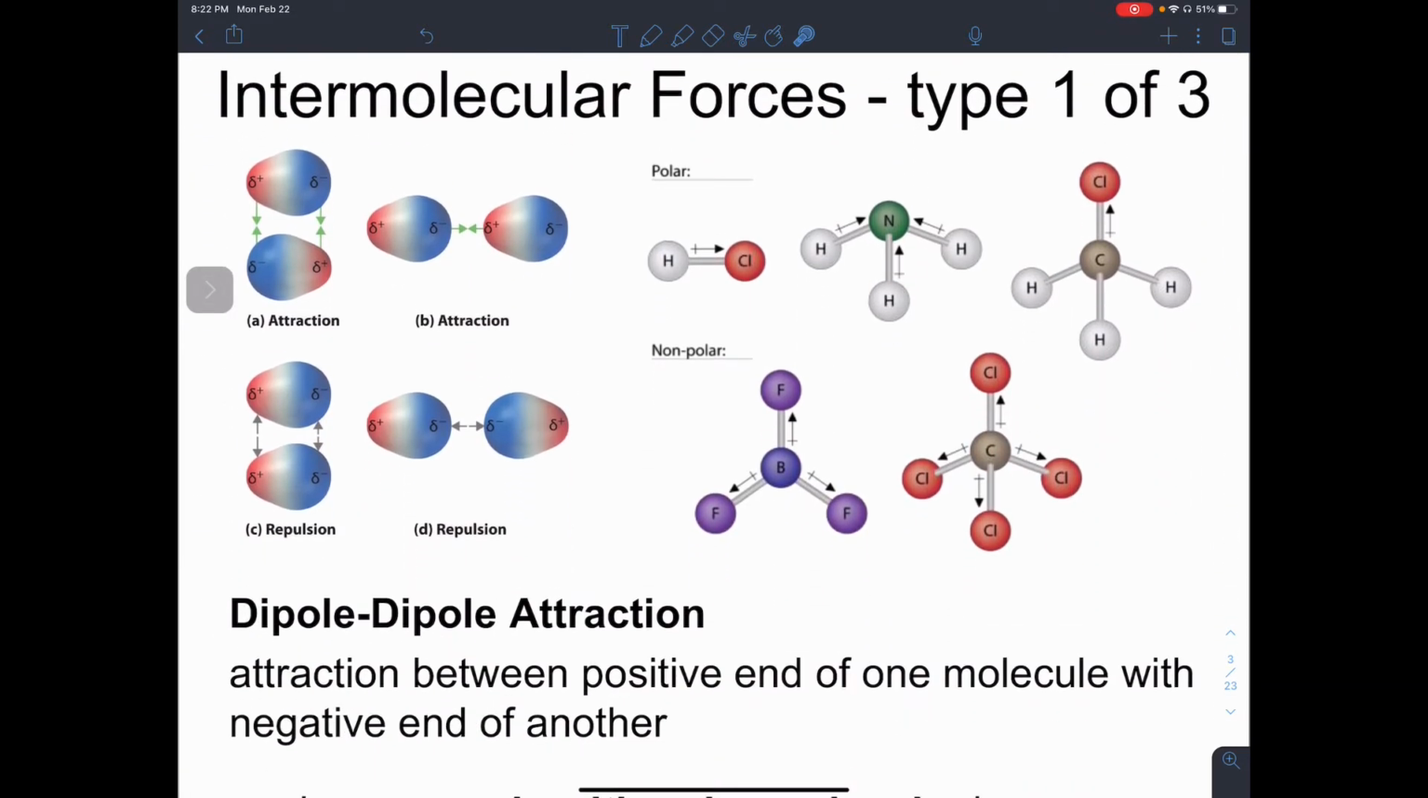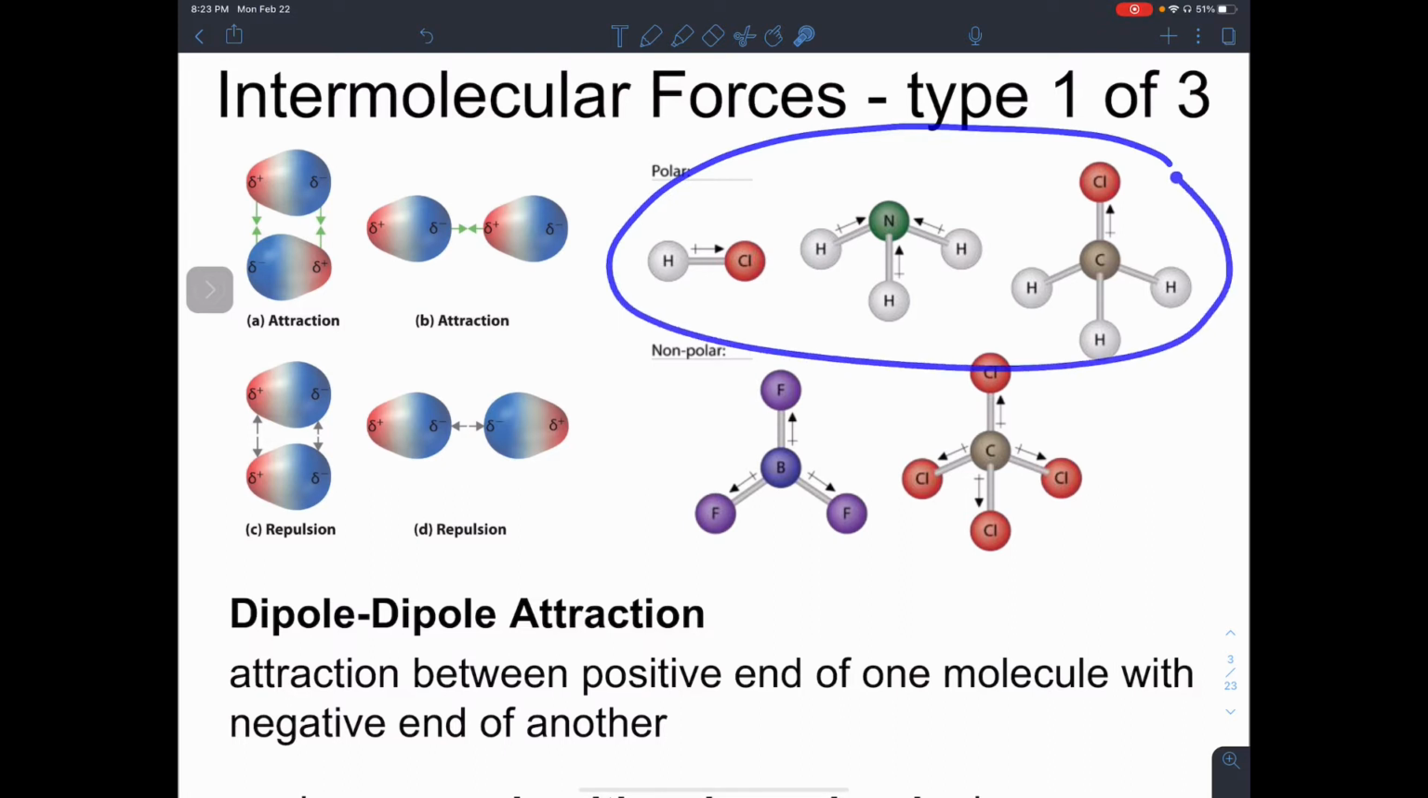There are three types of intermolecular forces that we need to memorize. The first of the three, type 1 of 3, intermolecular force that we need to memorize is called a dipole-dipole attraction. You know this word dipole. Well, dipole-dipole means if you have two of those molecules, then they will attract to one another. An attraction between the positive end of one molecule with the negative end of another molecule.